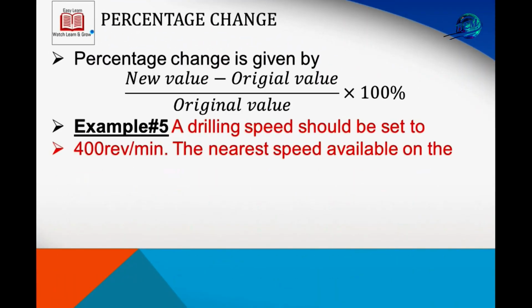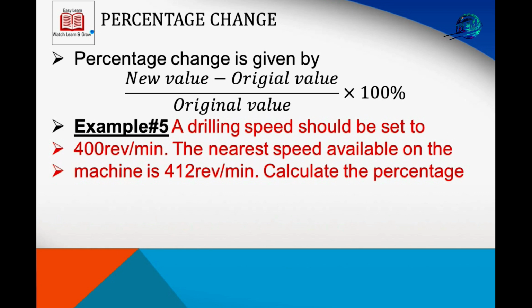Another very interesting example: the drilling speed should be set to 400 revolutions per minute. The nearest speed available on the machine is 412 revolutions per minute. Calculate the percentage of overspeed. This is the rated speed, but I am operating the drilling machine at 412 revolutions. So we have to calculate what the overspeed is right now.